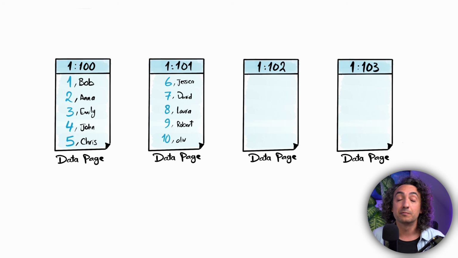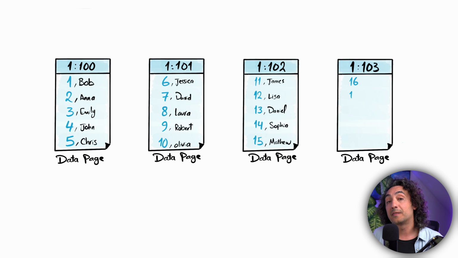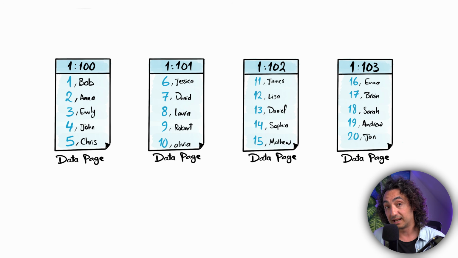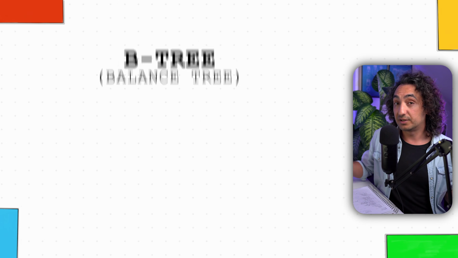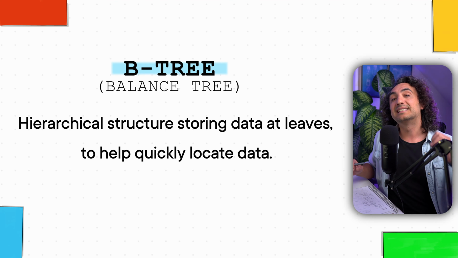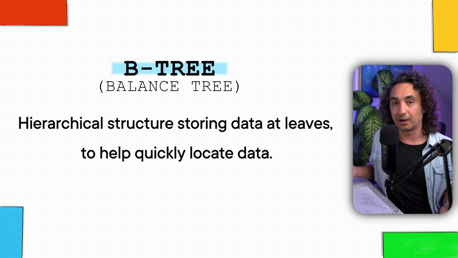So on the first page, we're going to have the first customer, ID number 1, then 2, 3, 4, 5, until we reach, in the last page, the last customer, number 20. So as you can see, the first page has the lowest value and the last page has the highest value. So that's not all. The next step is that SQL is going to start structuring and building the B-tree. So what is a B-tree? A B-tree, short for balanced tree, is a hierarchical structure that stores the data as a tree upside down.